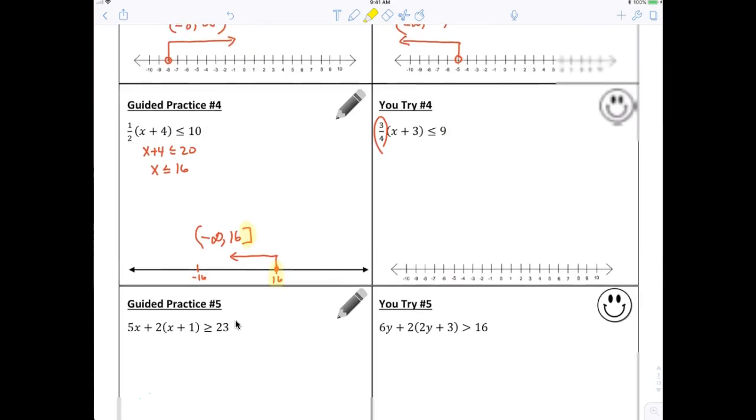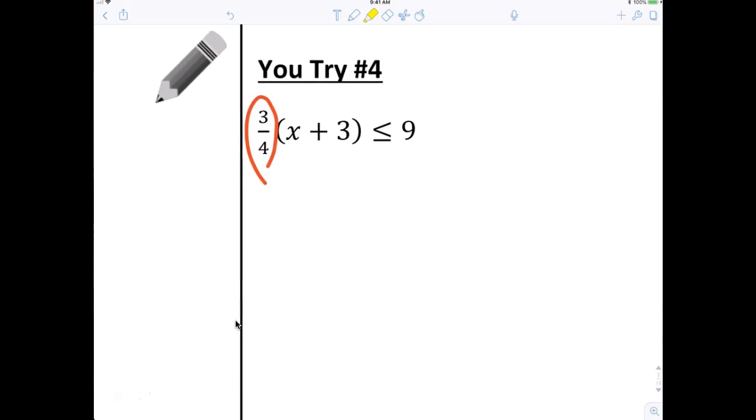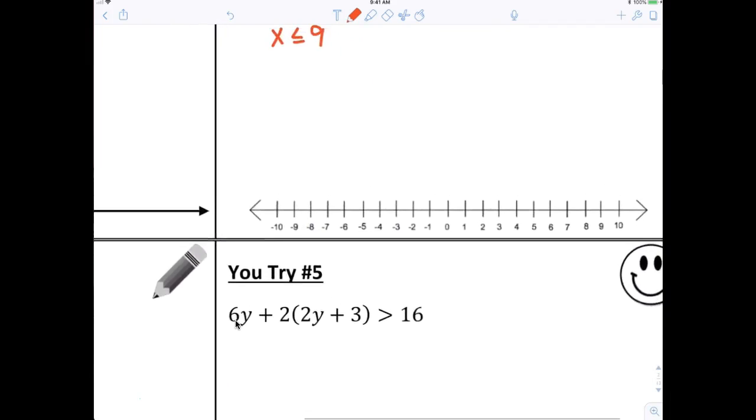All right, so let's take a look at the reciprocal here. It is what again? Okay, so 4/3. So x plus 3 less than or equal to 12. So from there, x is less than or equal to 9. Anybody have any issues? All right, so now let's go to our number line.